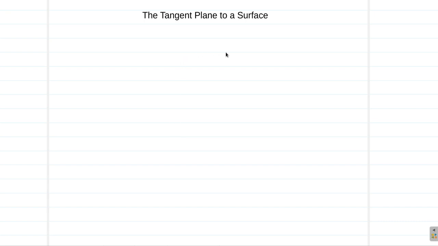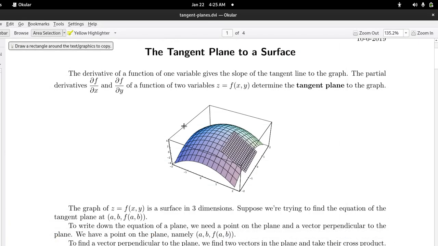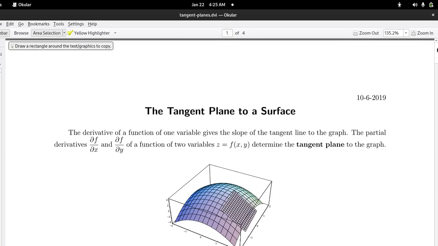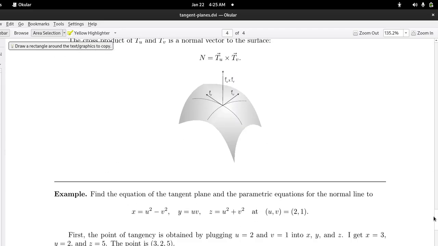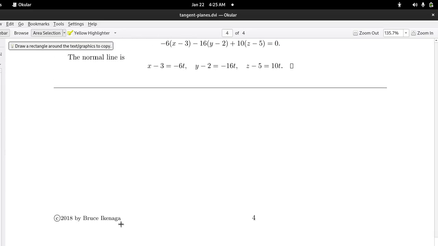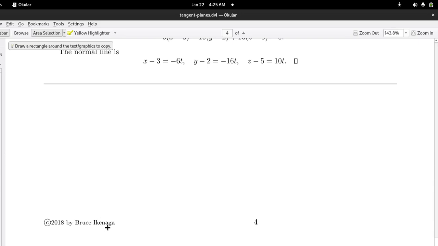Let us look at the tangent plane to a surface. We're also going to be looking at the normal vector to the surface, and of course the normal line would be parallel to that normal vector. We're going to use the help of this document. It's called the tangent plane to a surface by Bruce Ikenaga. That's what I would pronounce his name. Alright?